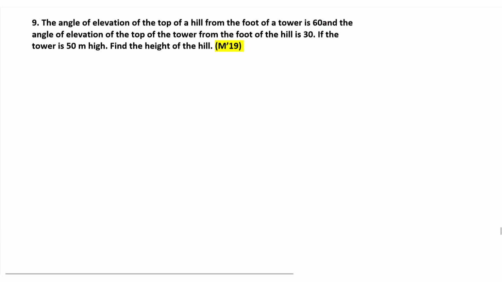Ninth question is, the angle of elevation of top of the hill from the foot of the tower is 60 degree. And the angle of elevation of top of tower from the foot of the hill is 30 degree. There is a hill and a tower. So the angle of elevation of top of the hill from the foot of the tower is 60 degree. So this is 60 degree, and the angle of elevation of the top of tower from the foot of the hill is 30 degree.